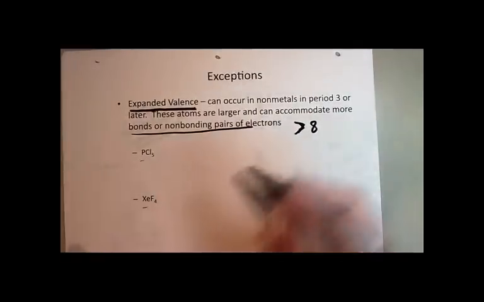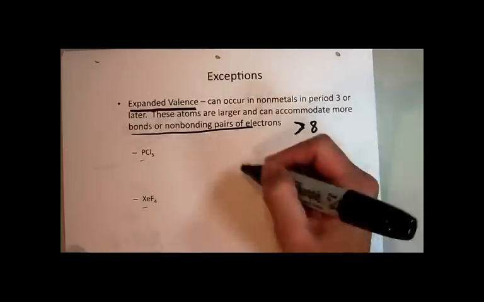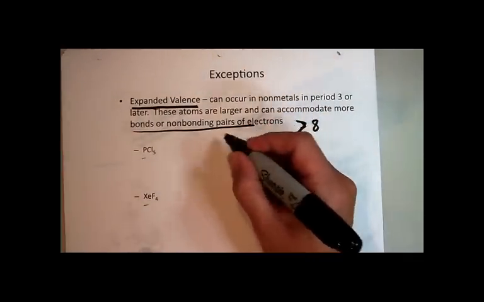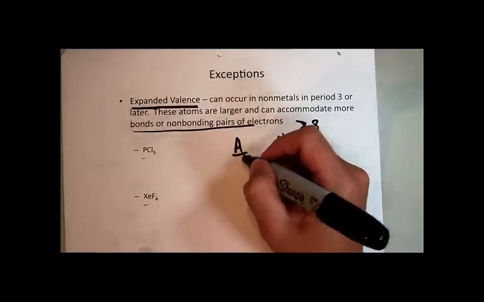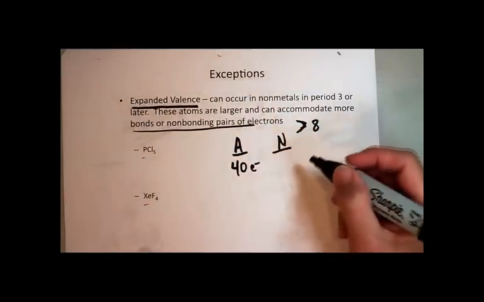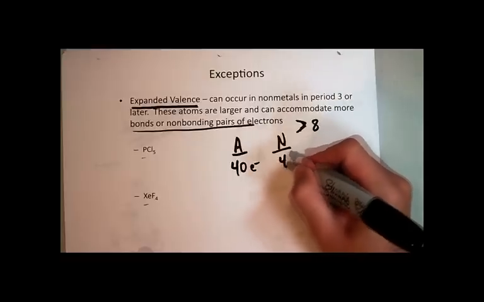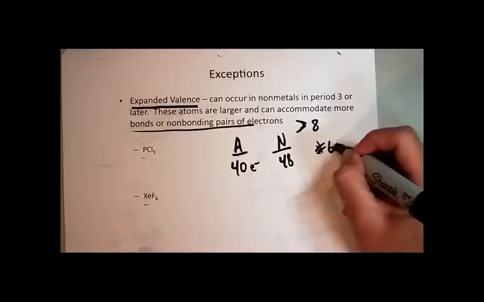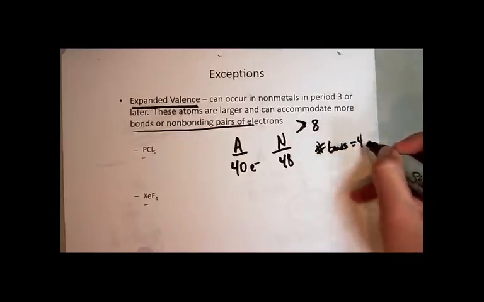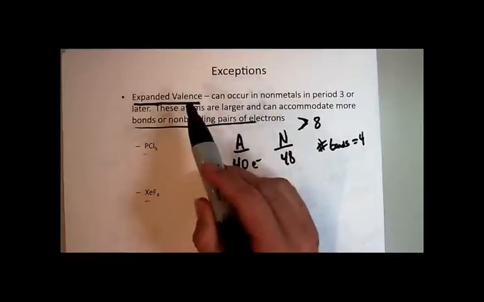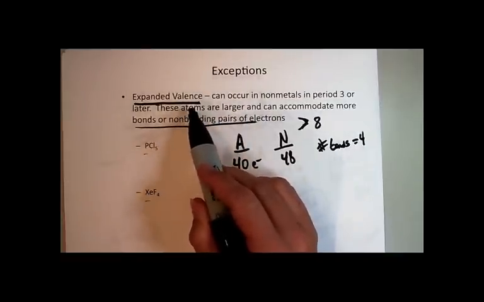I'm not going to go through all of the business because you know how to do it now, but if you do the A and the N, in this case there are 40 available electrons, and the number of electrons you need to satisfy is 48. If you try to figure out the number of bonds, it's going to say that you only need 4 bonds. Well, that's your first clue that this is probably some kind of an exception, and an expanded valence exception at that.